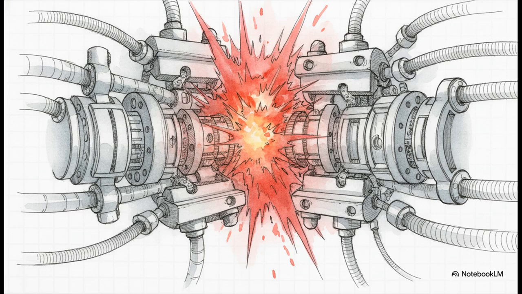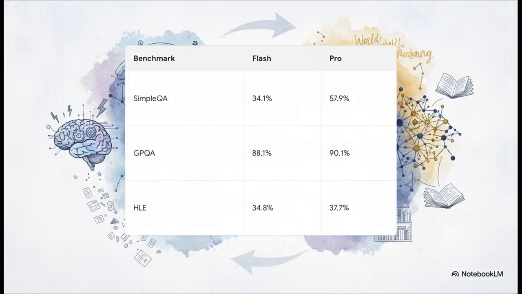DeepSeek had to implement direct suppression techniques, auxiliary loss penalties, aggressive token dropping, and strict expert capacity limits to physically force the routing mechanism back into a balanced, stable state. The concrete trade-offs of this architecture become really apparent when you compare the smaller 284 billion parameter Flash model against the 1.6 trillion parameter Pro model.